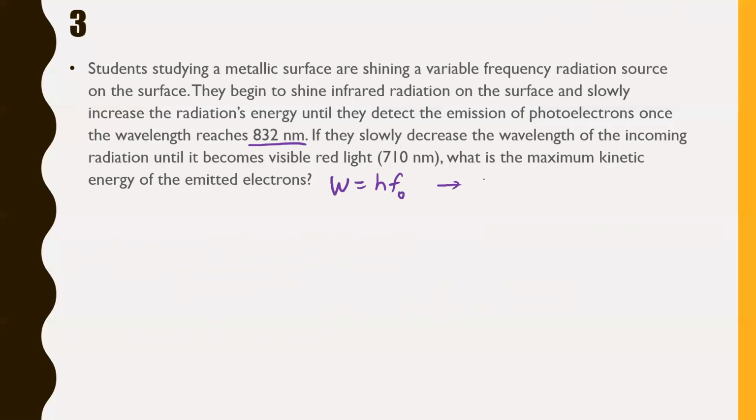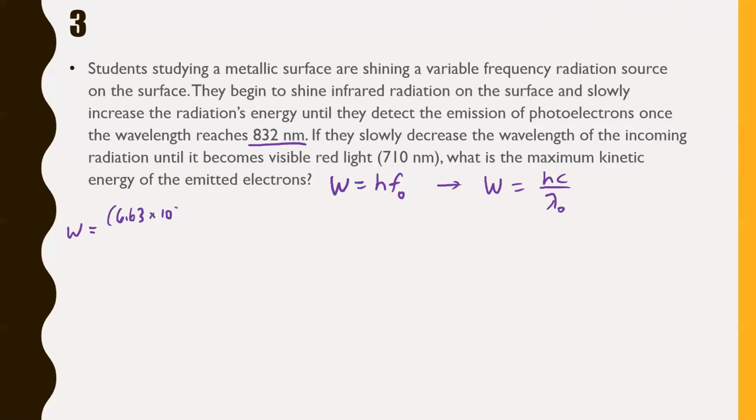Bottom line is, I'm going to save you the trouble. Work is equal to hc over your threshold wavelength. I'm going to call it lambda 0, right? So your threshold wavelength. Anyway, let's find this. So work is equal to, and just by the way, it'd be a really good idea to use h in joules. If you don't, of course, your answer is just going to be in electron volts, whatever, okay?